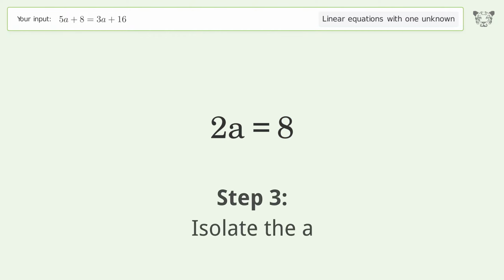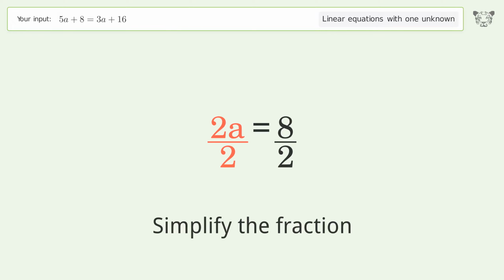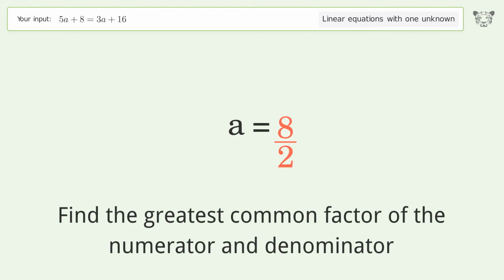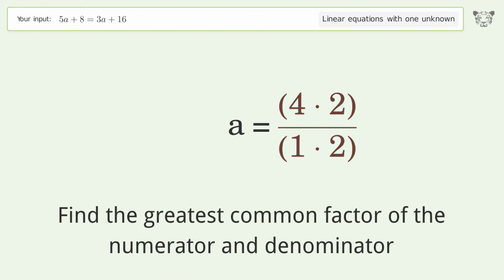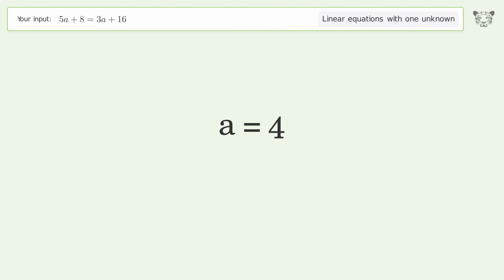Isolate the a. Divide both sides by 2. Simplify the fraction. Find the greatest common factor of the numerator and denominator. Factor out and cancel the greatest common factor. And so the final result is a equals 4.